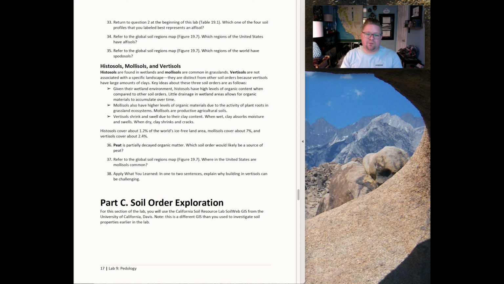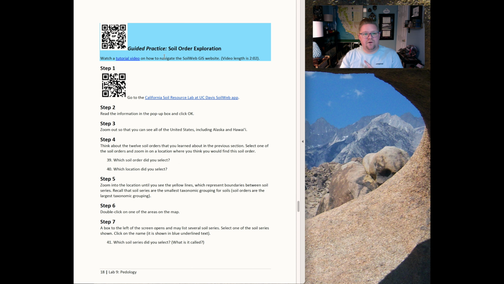For this portion of the lab, we're going to be utilizing the California Soil Resource Lab GIS system. It's different than the one that we used before, and as you'll see, it's a little different. If you would like additional step-by-step help with that, you can scan that QR code. Otherwise, you can hit the hyperlink here and it'll take you to a 2-minute video that really walks you through how to navigate through this different website.